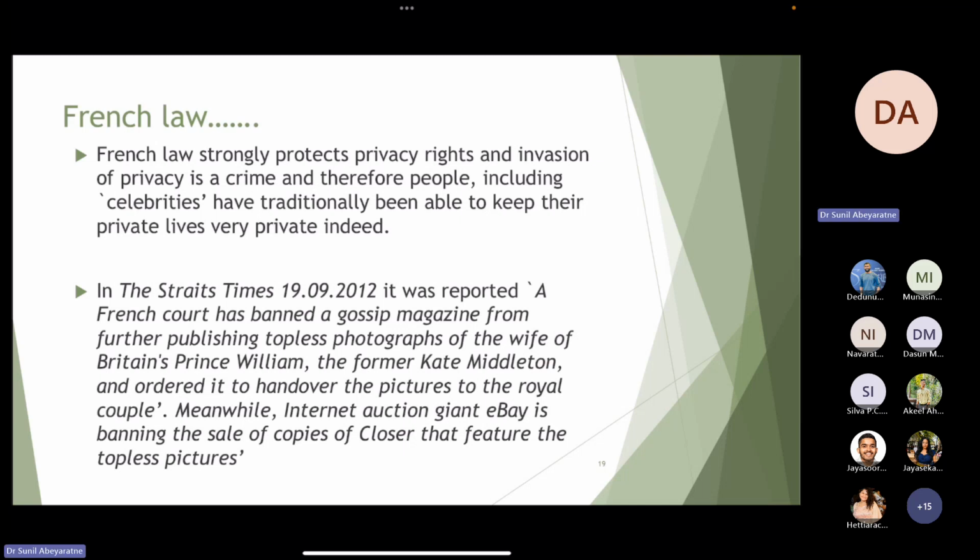As a result, what happened? This was reported in a news item of the Straits Times, 19th of September 2012. It was reported that a French court banned a gossip magazine from further publishing topless photographs of the wife of Britain's Prince William, the former Kate Middleton, and ordered it to hand over the pictures to the royal couple. When they were holidaying on the beach in France, some paparazzi took photographs and published them in a magazine. Their public litigation mechanism is very, very powerful there. They brought this matter because they felt that it was an insult to their country. The court immediately ordered that all magazines sold be collected and destroyed, everything handed back to the royal couple, and imposed a heavy fine as compensation against the magazine.